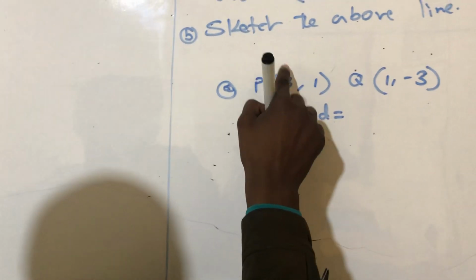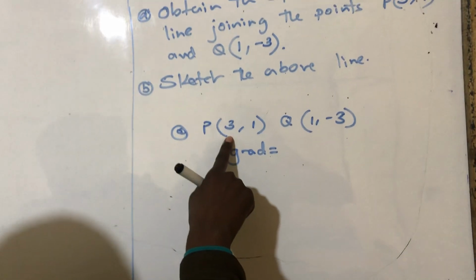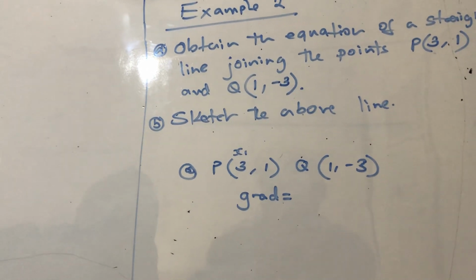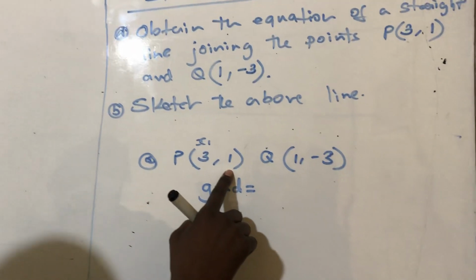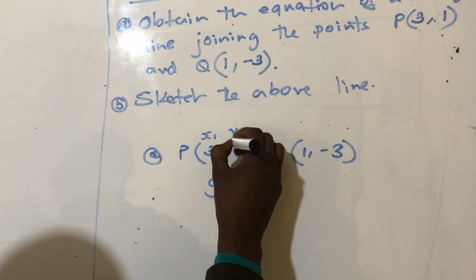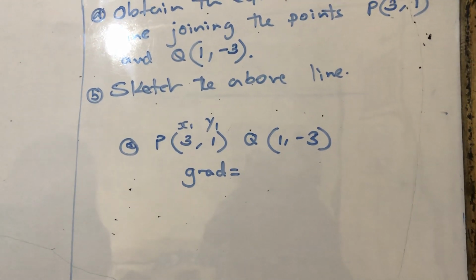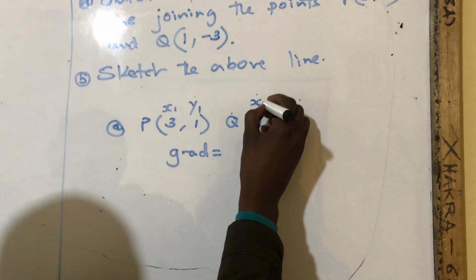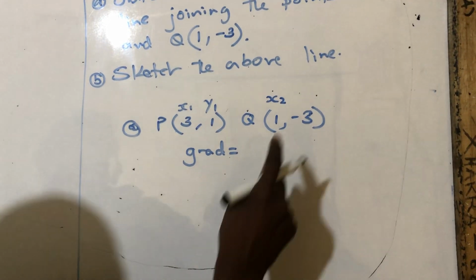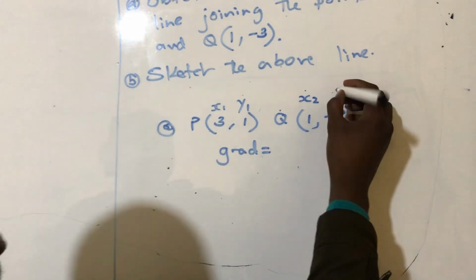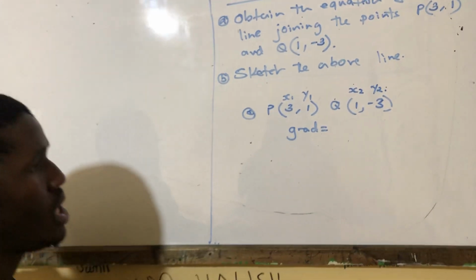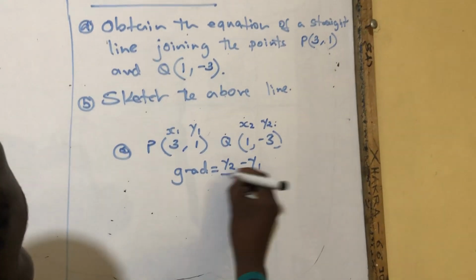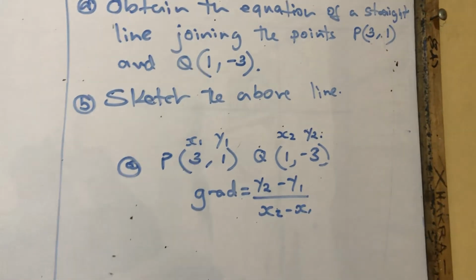This first number, like we already know, represents the x-coordinate, so I will label it as x1. This other number represents the y-coordinate. I will then label it as y1. This other number represents the x-coordinate, so I will label this one as x2. This other one represents the y-coordinate, so I will label this one as y2. Now, how do you obtain gradients? It's y2 minus y1 all over x2 minus x1.